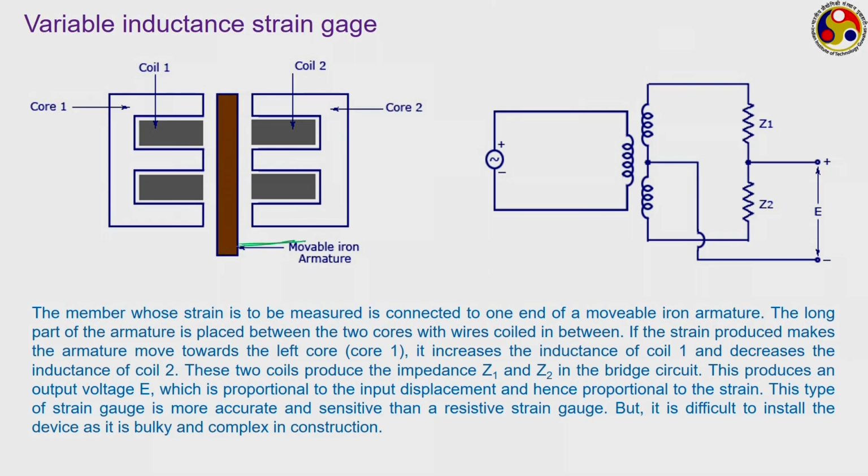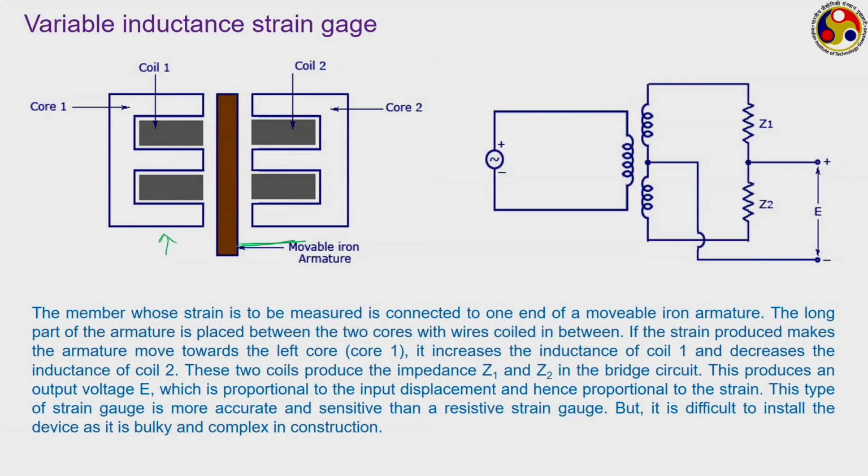So, in the initial position, the armature is at the neutral position between coil 1 and coil 2, so that the voltage induced in both the coils is equal. Now, if there is any strain because of which the armature moves closer to the left core, then the inductance in coil 1 will increase and the inductance in coil 2 will decrease.